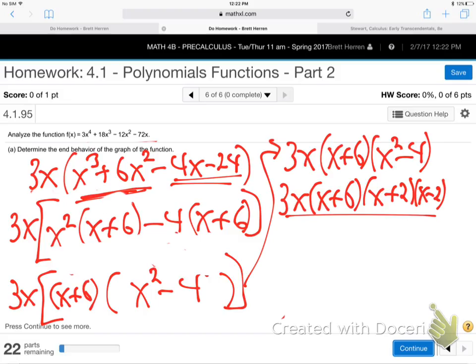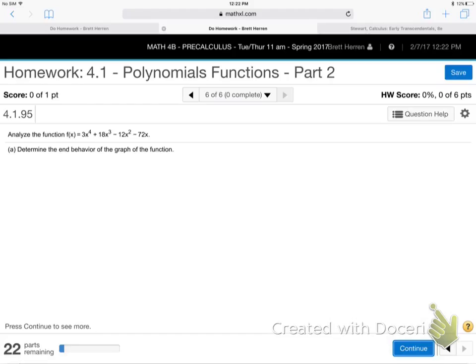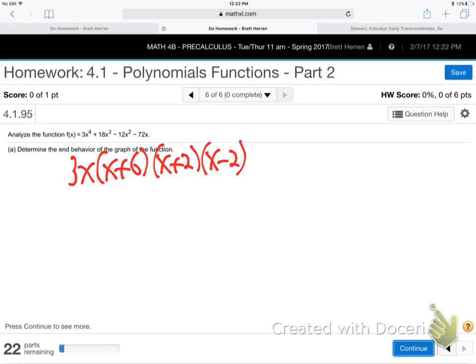I'm going to go to a new screen if you got all that down, and we'll answer all the questions now from the factored version. That's why we did all that, so we could answer the questions. All right, let's go to the new screen. So what was it? It was 3x, x plus 6, x plus 2, x minus 2. All right, so there's the function f or y or whatever you want to call it.